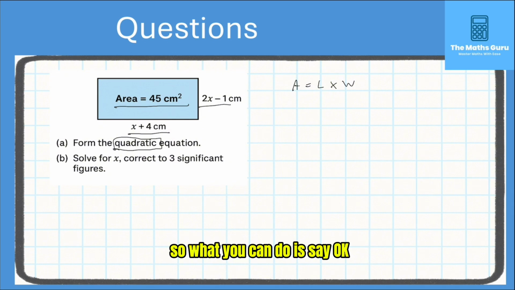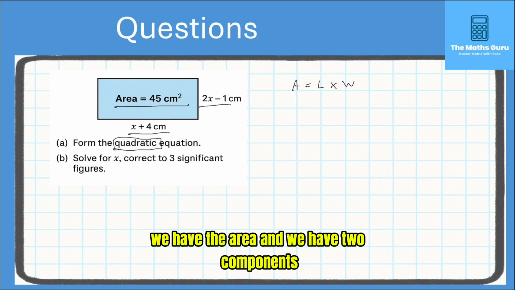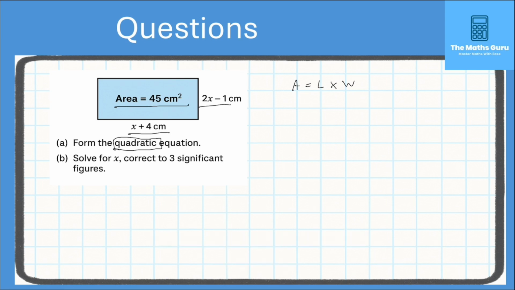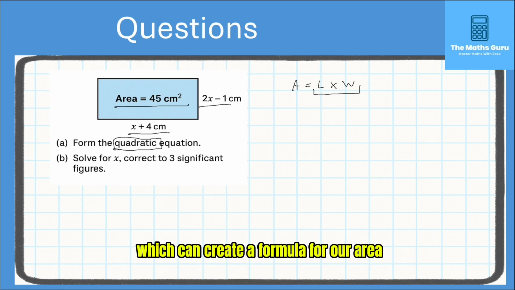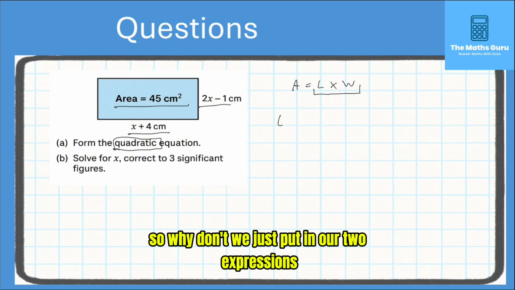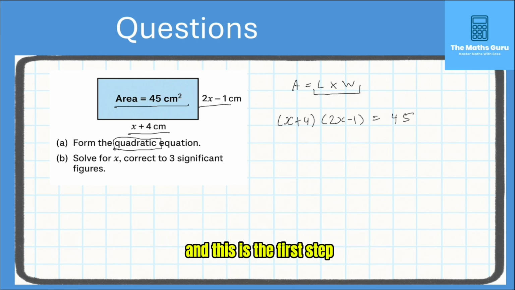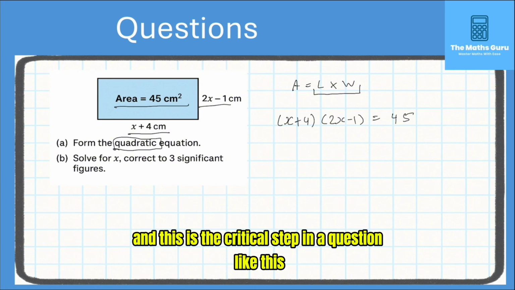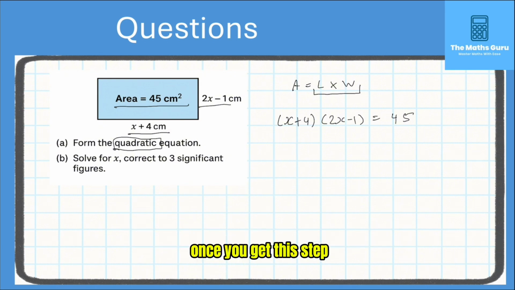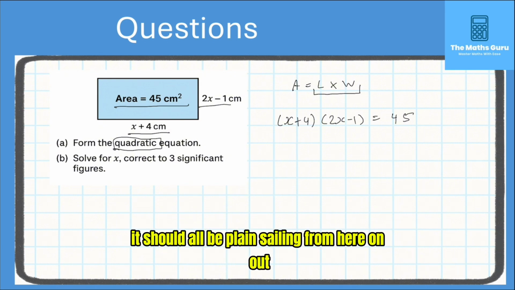So what you can do is say, okay, we have the area and we have 2 components which can create a formula for our area. So why don't we just put in our 2 expressions, so x plus 4 times 2x minus 1 and equal it to 45. And this is the first step, and this is the critical step in a question like this. Once you get this step, it should all be plain sailing from here on out.